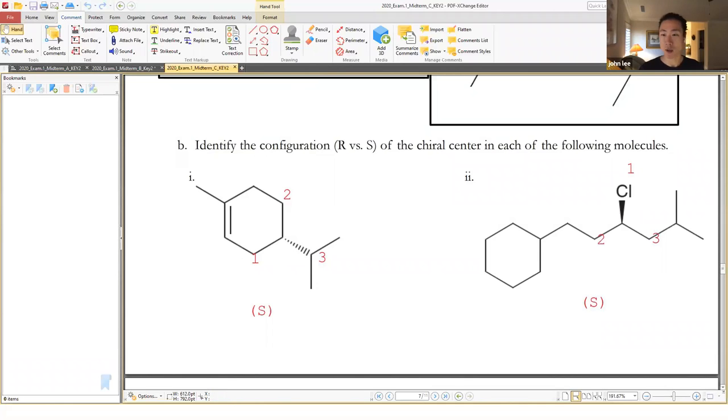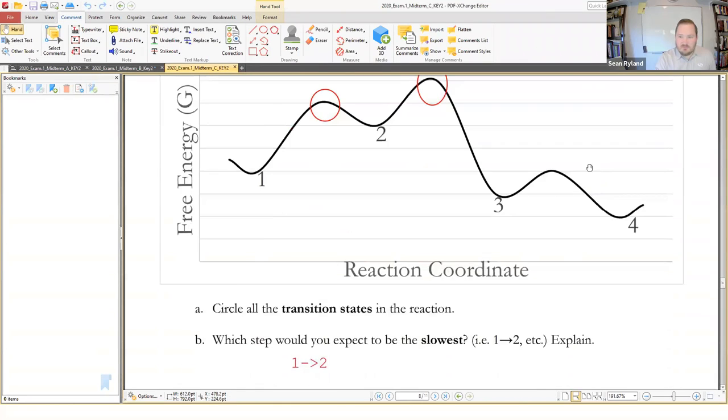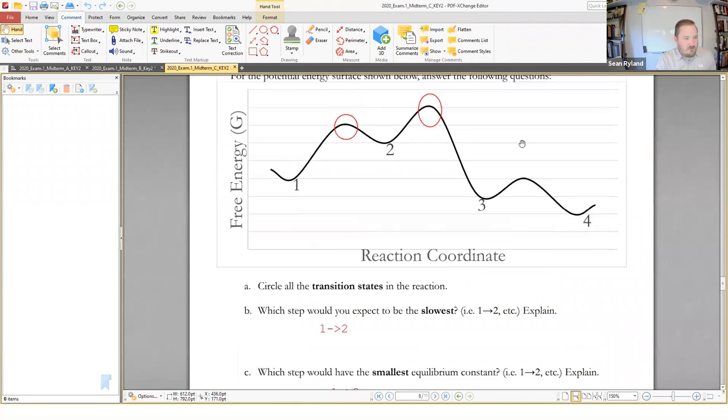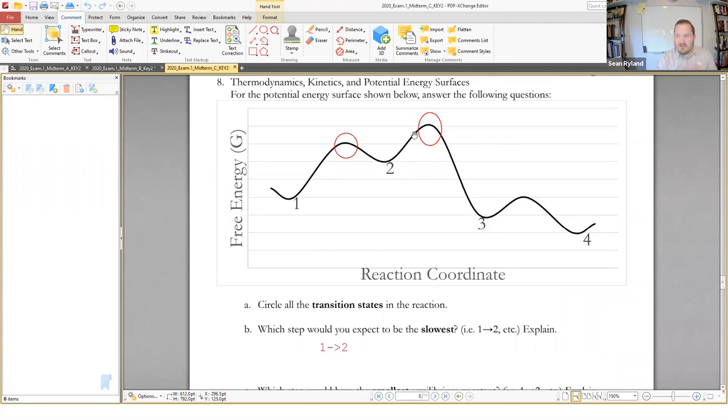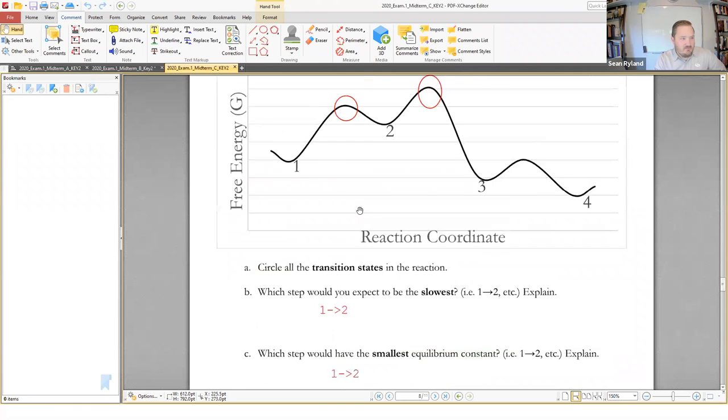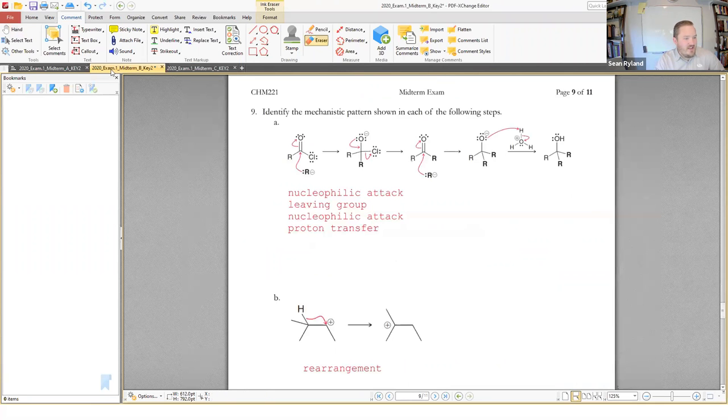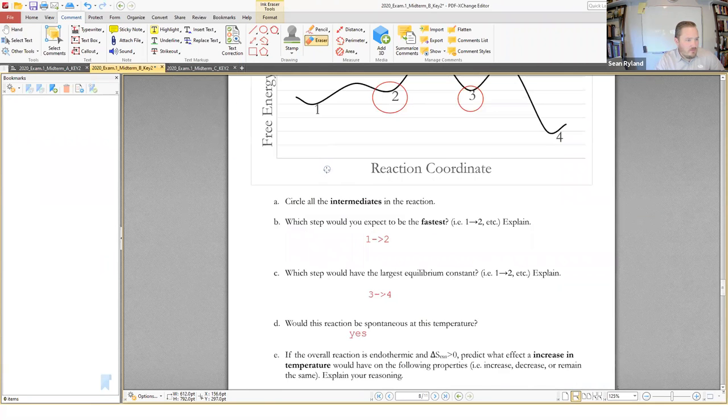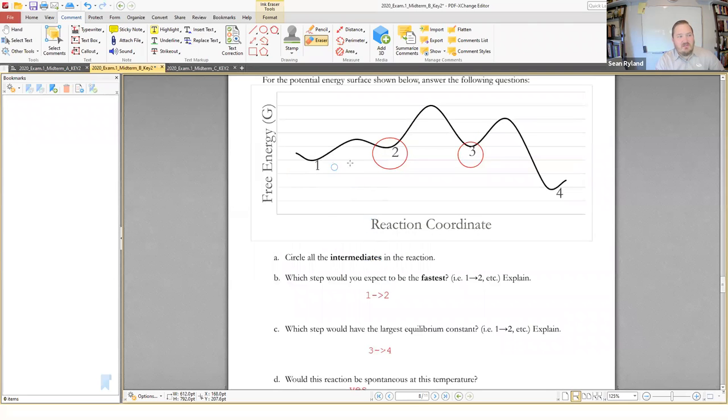Sean, can you talk about the kinetics question? Yes. Everybody's version got a slightly different potential energy surface, so the exact numbers and steps are going to be slightly different, but they all have the same concepts. If it asks what step is the slowest, it's going to be the one with the highest transition state energy. If it's asking which step is the fastest, you're looking for the one that has the lowest transition state barrier.